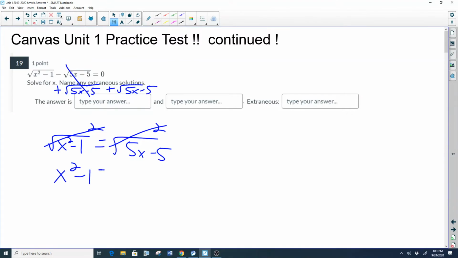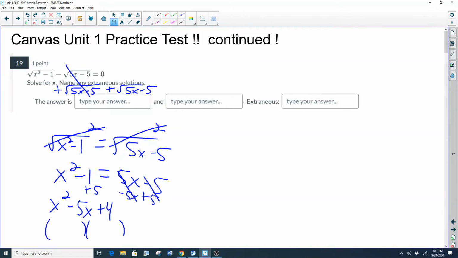So we get x squared minus 1 equals 5x minus 5. Get everything on the same side. So then we subtract the 5x from the other side, and we add the 5 to the other side. And then 5 minus 1 is 4. Factors, 2 and 2, that's not going to work. No, quadratic formula. No, 1 and 4. 1 and 4 will work, both negative.